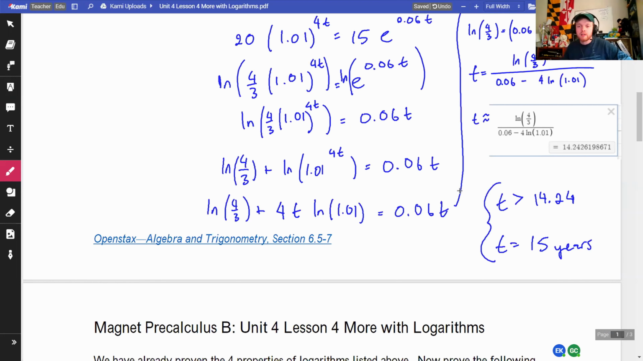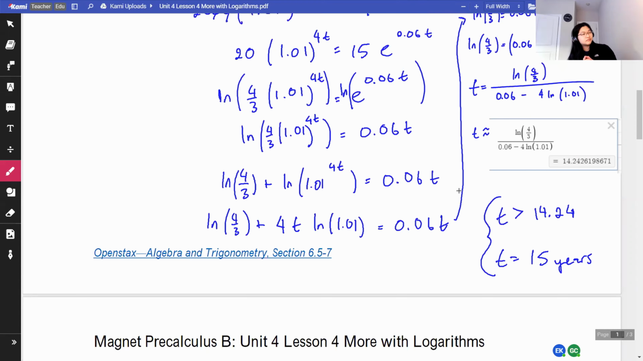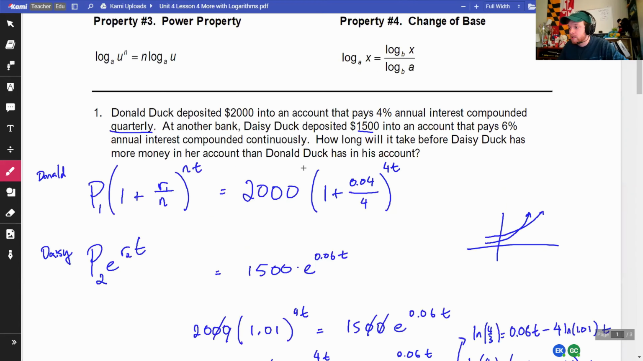Both of these are valid. It depends on how the bank is dealing out its money, whether it's, could you say, like 14 years and what is it? What's a quarter? 3 months. Yeah, if it's being done quarterly, then 3 months is a quarter. So if it's dealing out its money every quarter. But Daisy Duck, I believe, is getting that compounded continuously.